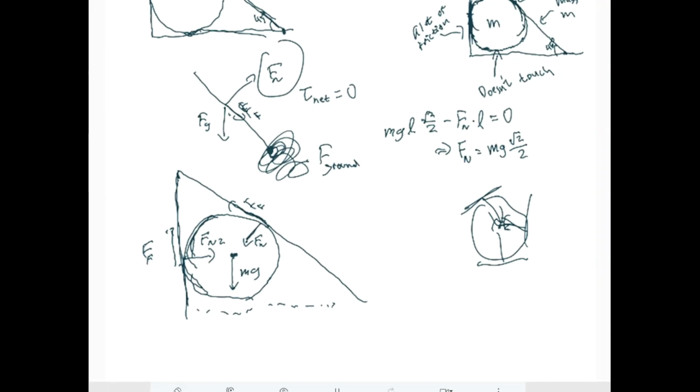Gravity acts on the center, so that also goes away, and we're left with two forces. So these are the two friction forces. And we can very easily see now that all the friction forces are the same distance from the center. So if we want to balance torques, we'll get that these two friction forces are equal. So they're equal. Okay, so that's cool.